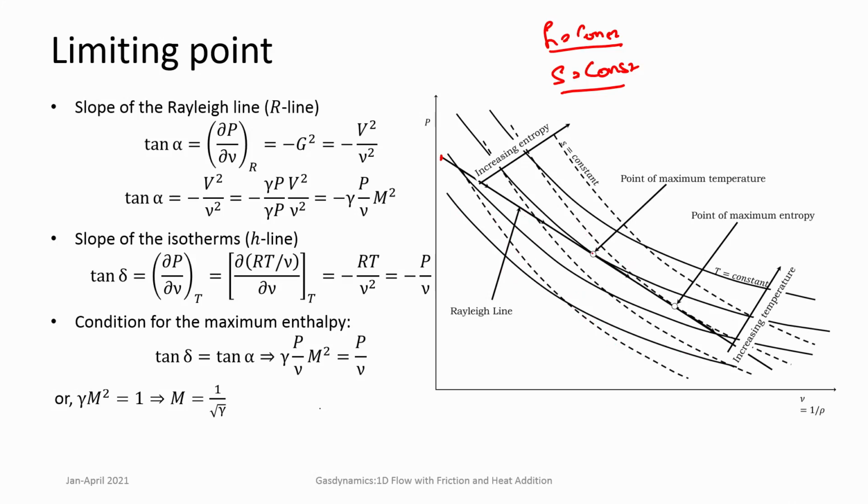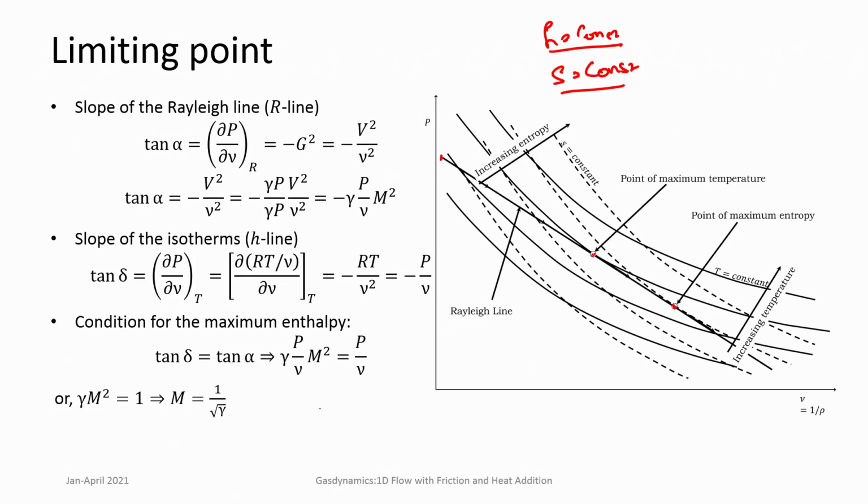So, where is this point of maximum temperature? It is a particular point where this Rayleigh line becomes tangent to the temperature equal to constant curve. Then whenever it becomes tangent to the entropy equal to constant curve, S equal to constant, that corresponds to maximum entropy. Further beyond that you do not have any solution. Okay. So, you can see that these are two different points here. So, how do we get that?